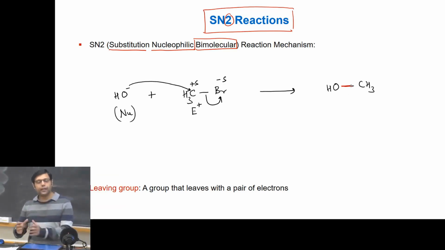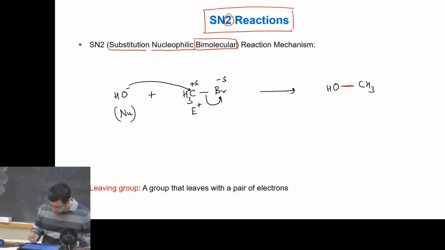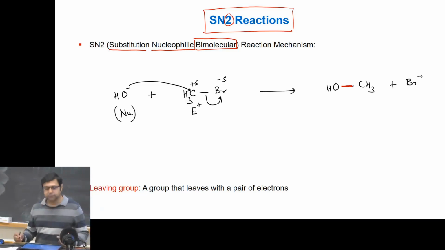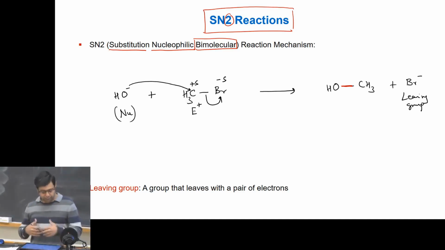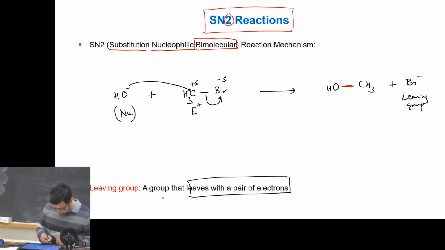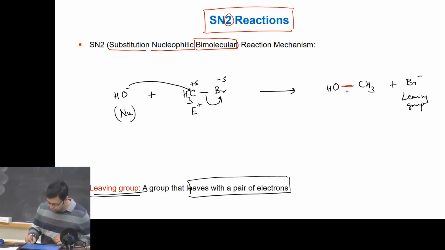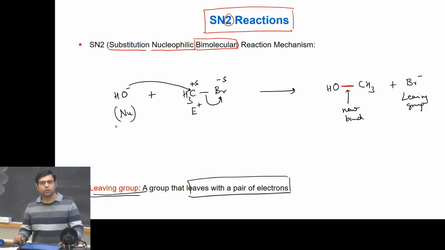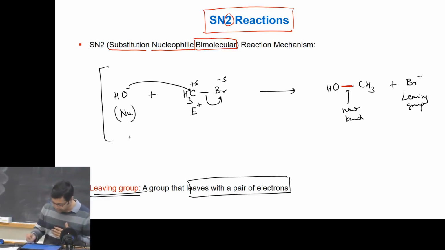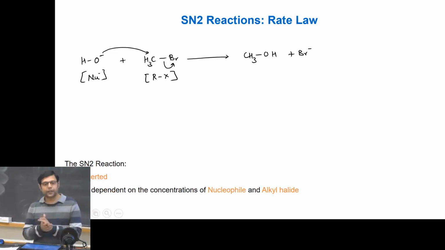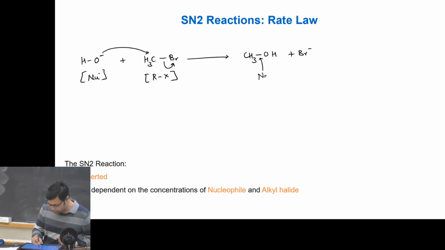Br has left with the electron, so it is the leaving group. You form Br-. So this is the leaving group. Any species that leaves with a pair of electrons is called the leaving group. So Br- is the leaving group in this reaction. This is the new bond you have made. Right. So let's look at this mechanism in more detail. So here is the reaction again. OH minus is the nucleophile reacting with the alkyl halide. This is the new bond you have made. And Br minus is the leaving group.